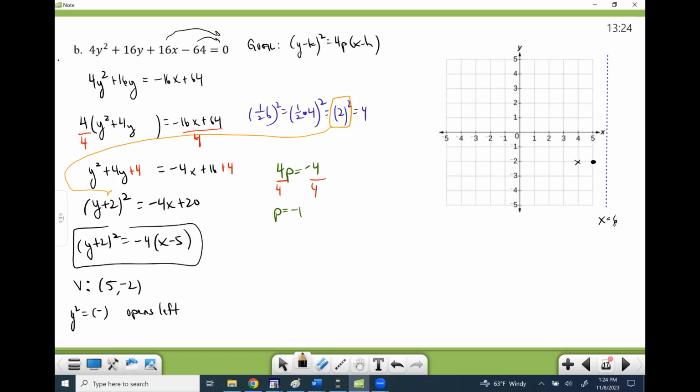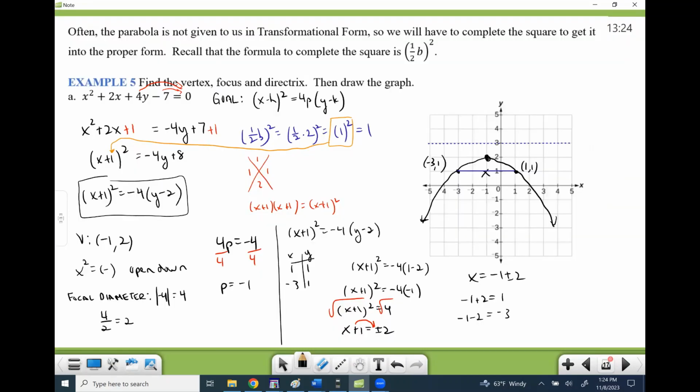Okay, so now for how wide to make it. So our focal diameter, that's going to be the absolute value of the number in front of the non-squared term. So we're going to get 4. So 4 divided by 2 is 2. So I'm going to go 2 up. And I'm going to go 2 down. And we have it.